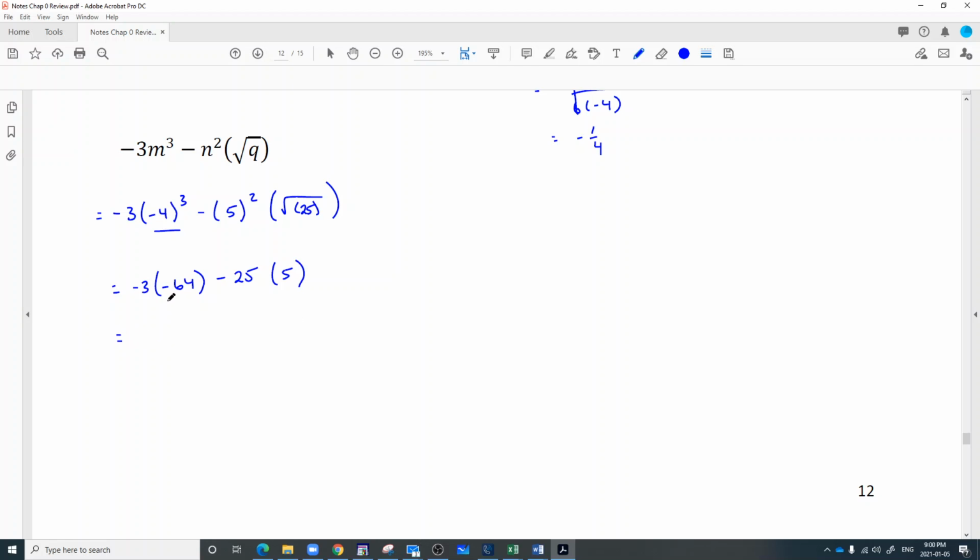Now I'm going to do my multiplication. So I've got -3 times -64 is 192. And then I've got -25 times 5, which is 125. Then I can do my subtraction. I get 192 minus 125 leaves me with 67 as a simplified answer. All right, that is 8.3, or R.3.